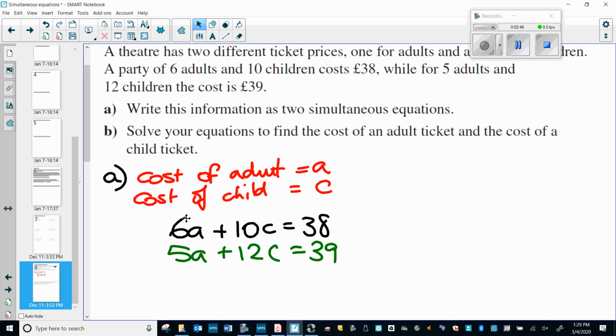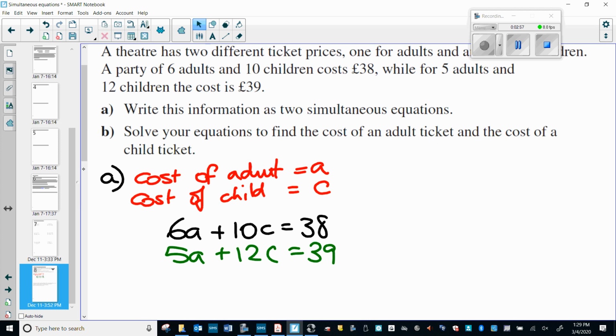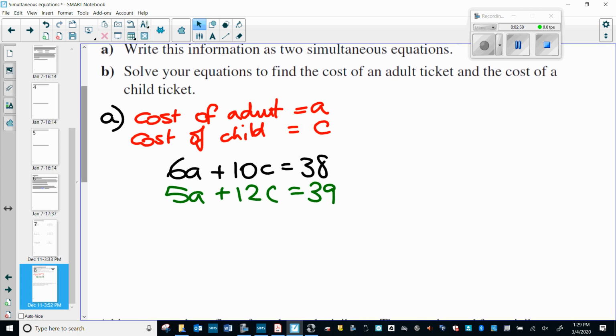Some are definitely easier than others to spot how you would set them out. Okay. Now part B says solve your equations. And here's the other thing you need to watch out for. Make sure you actually answer the question they've asked. So they've said, find the cost of an adult and the cost of a child ticket. Sometimes they just want the cost of one, or one piece of information. Sometimes they want something else. So just be careful. So we're now going to solve these.